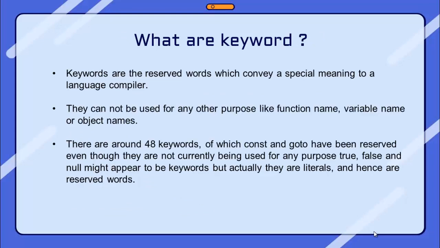What are keywords? Keywords are the reserved words which convey a special meaning to a Java compiler. They cannot be used for any other purpose like a function name, variable name, or object name. There are around 48 keywords, of which const and goto have been reserved even though they are not currently being used. True, false, and null appear to be actually literals and hence they are reserved keywords.